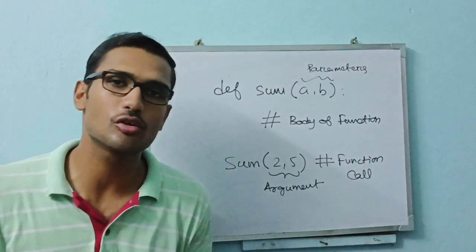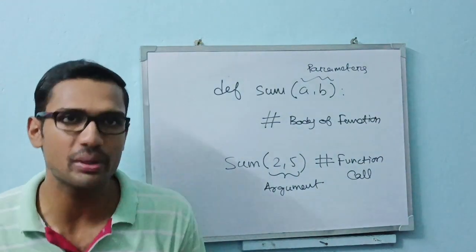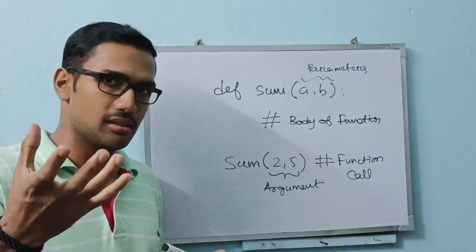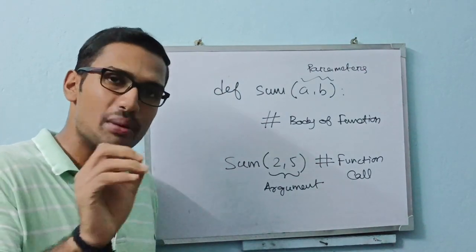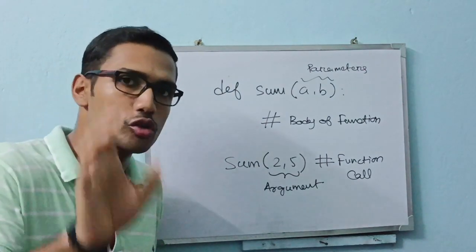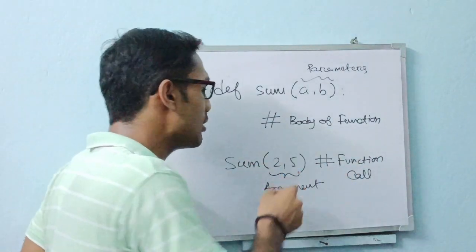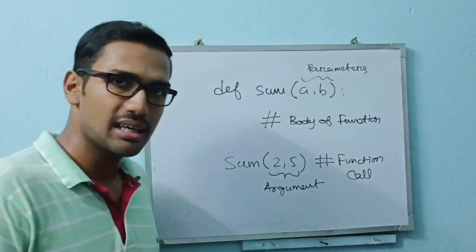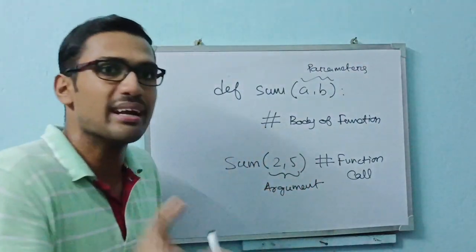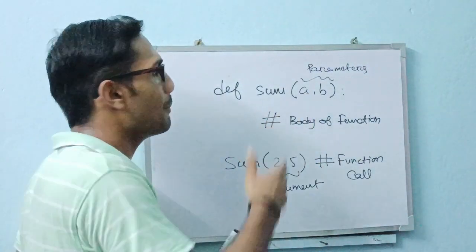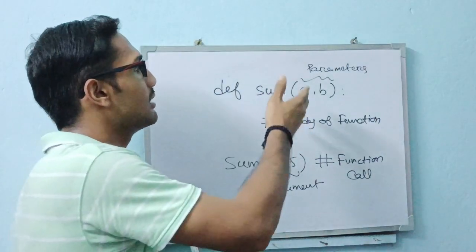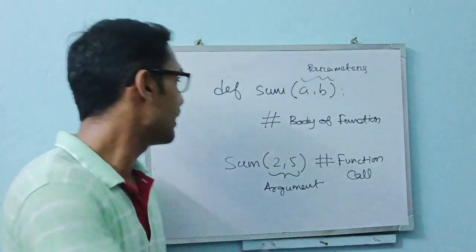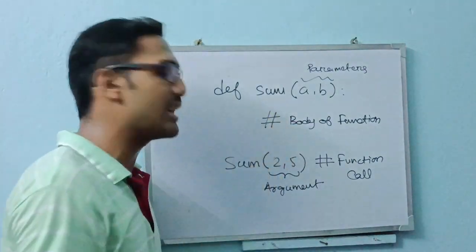If someone asks you what is a parameter or an argument: arguments are the values which we pass during the function call. So the values being passed during the function call are arguments, and the values being received from the function call are parameters. Parameters are defined in the function header, and arguments are defined during the function call.